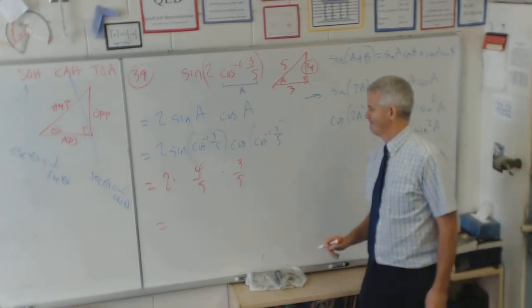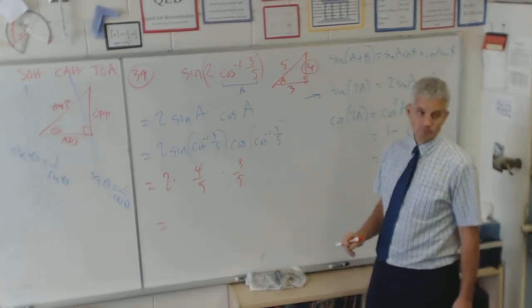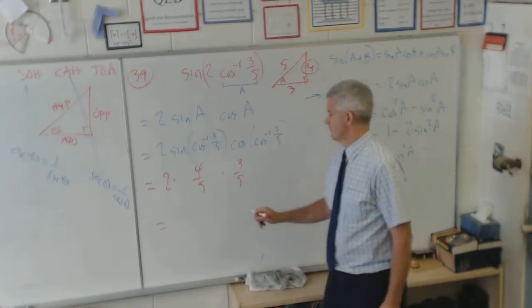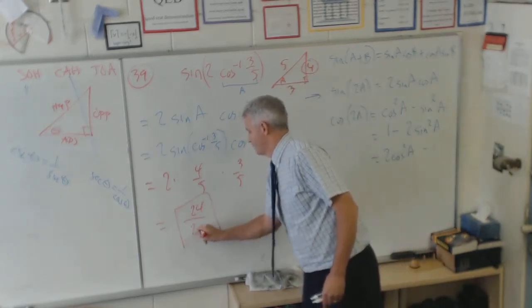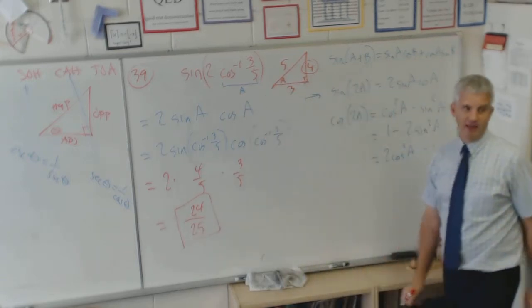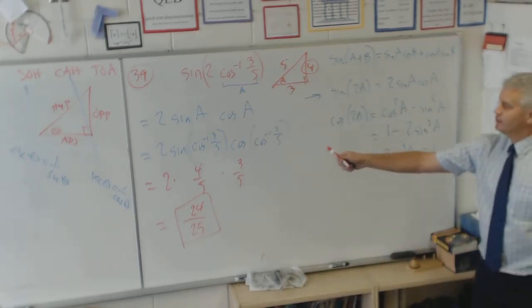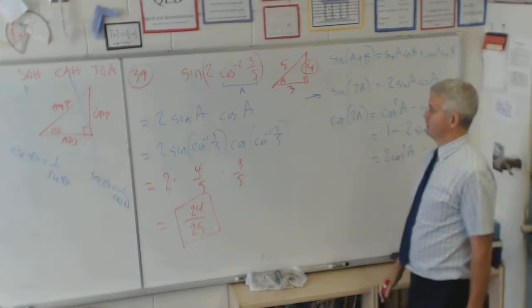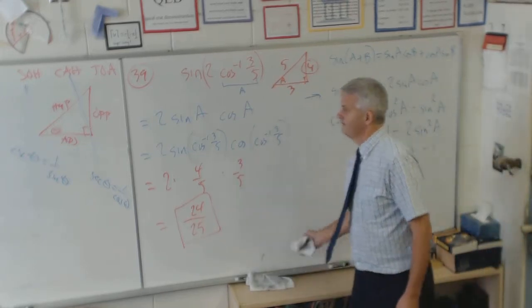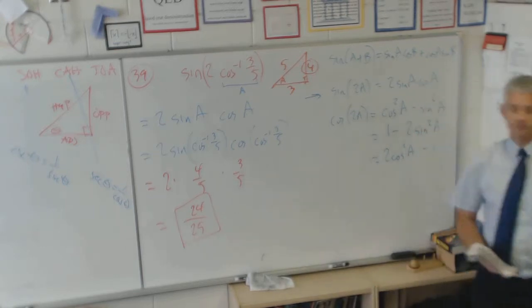24/5. 24 what? Fifths? No, just kidding, 25ths. 24/25ths. Okay, we have a fifth of a fifth of 2 4 3. 2 sets of 4 sets of 3. Awesome.